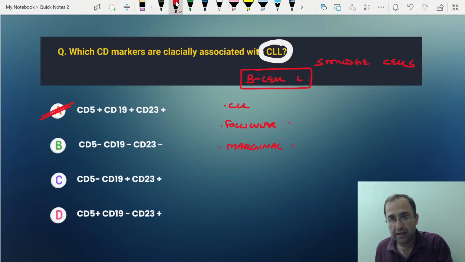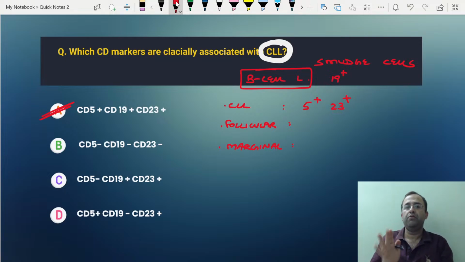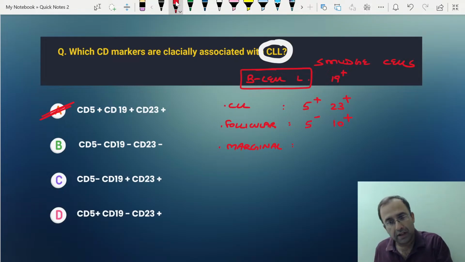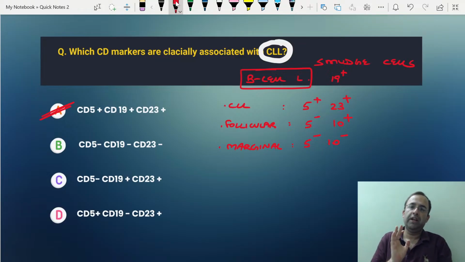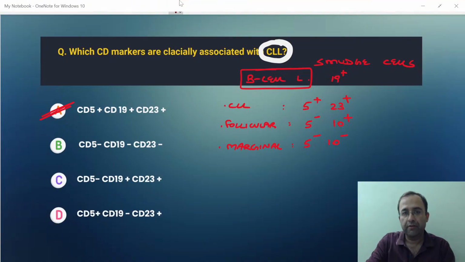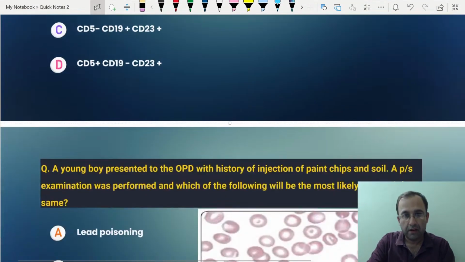Look, all these are B cell, so all of them are CD19 positive. CLL along with CD19 is CD5 and CD23 positive. Follicular is CD10 positive, CD5 negative, versus marginal zone, the poor guy which always passed on the margin, so it is CD5 negative, CD10 negative. So CLL, CD19 positive was already there, CD5 positive, CD23 positive. That is the case of CLL. Next question.